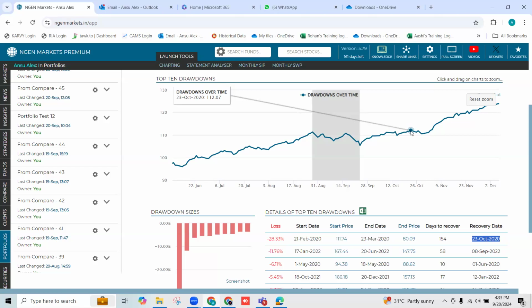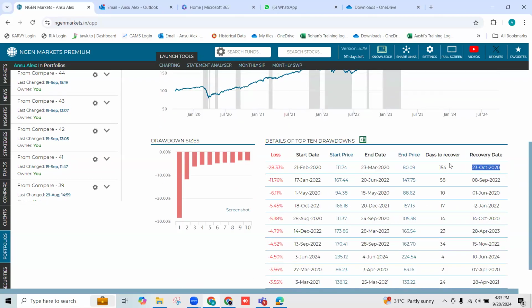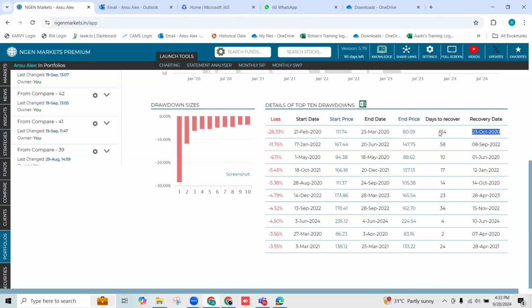112.07, which is higher than that of the start price. And that is the reason this date has been mentioned as the recovery date, because this has crossed our start price. So that is how we arrive at this recovery date. And this, as I mentioned, is available for top 10 drawdowns on a portfolio level.